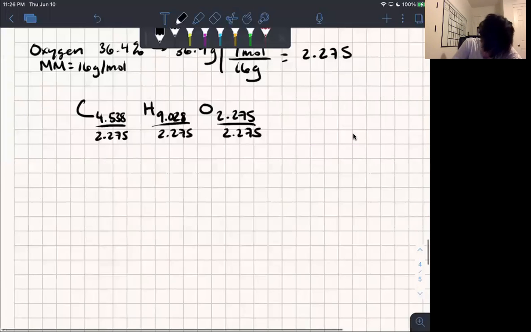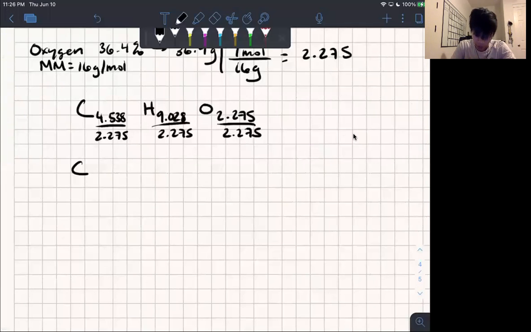Now we have this. So if we plug in 4.538 divided by 2.275, this turns into C sub 1.99, because we don't really care about that last part. We're just estimating here. So 9.028 divided by 2.275 is 3.97. And then oxygen, this number divided by the same number is just going to be 1.